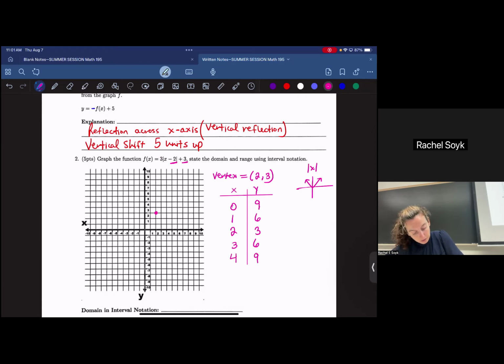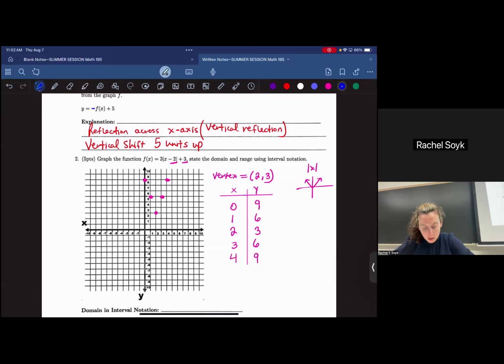So now when we plot these, we have 1 comma 6, 0 comma 9, and then 3 comma 6, and 4 comma 9. And then we can connect the dots.